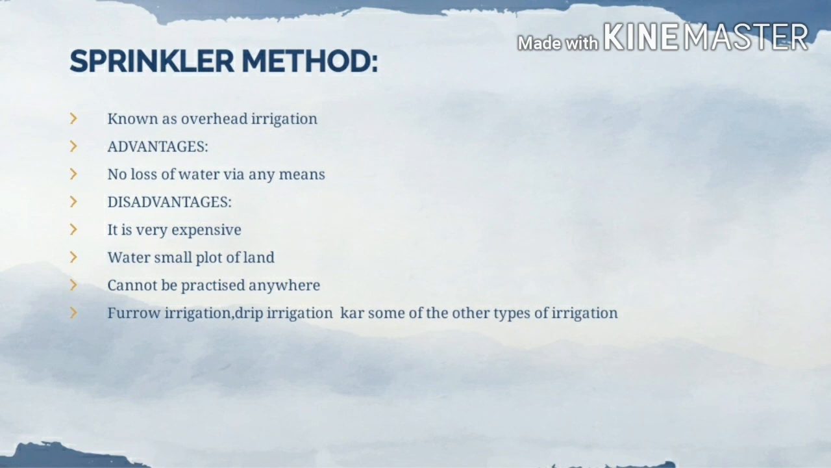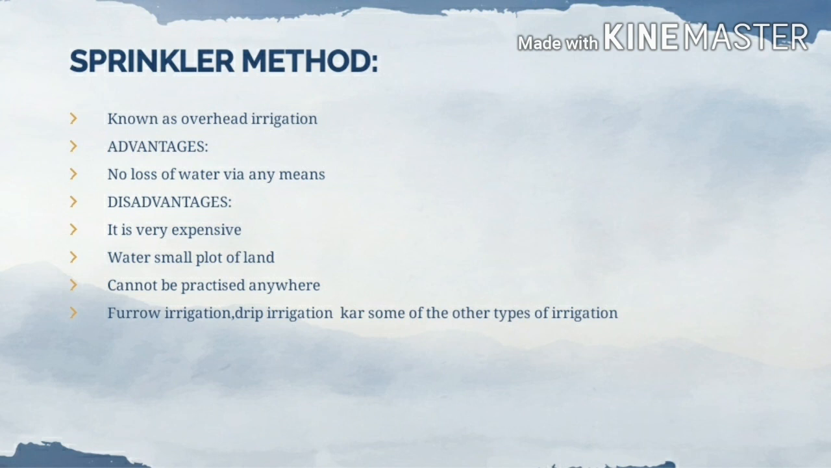The second one is that it waters a very small plot of land. That means it cannot be used for extensive agricultural purposes. The third one is that it cannot be practiced everywhere. This kind of sprinkler method is practiced either in arid or semi-arid regions, or in hilly or very uneven topographical regions. It cannot be practiced everywhere. Those are the disadvantages of the sprinkler method.